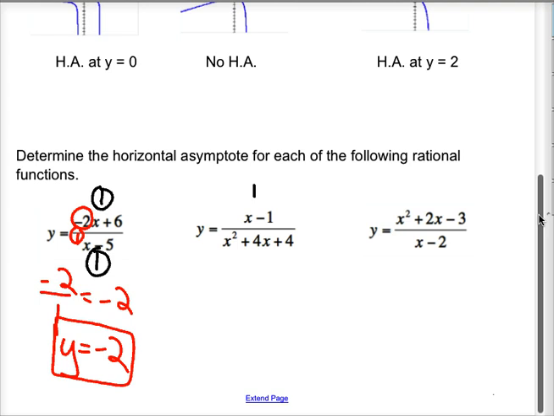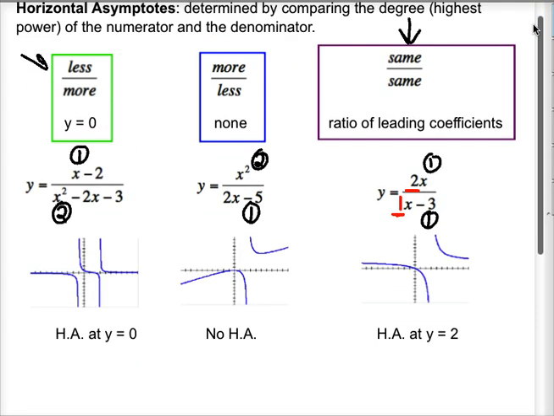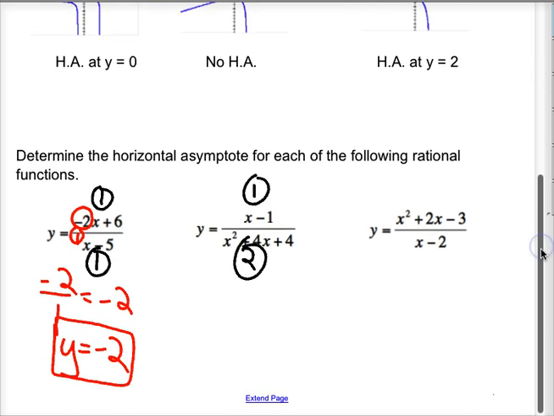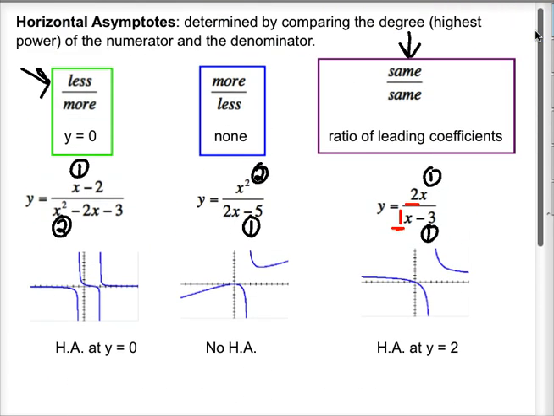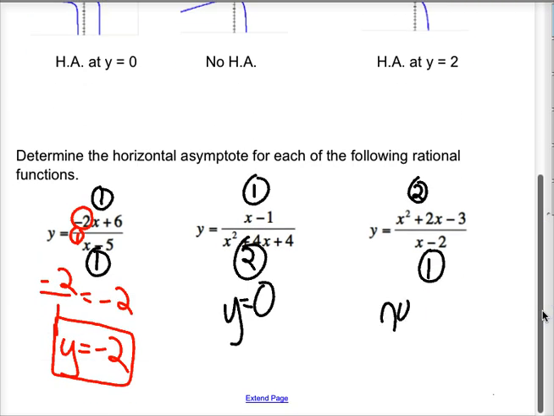For this next one, I have a degree 1 over a degree 2. So I have less over more. Less over more means it is automatically at y equals 0. Here I have a degree 2 over a degree 1. More over less, our last case is right here, and we don't have any horizontal asymptote when that occurs. Absolutely none.